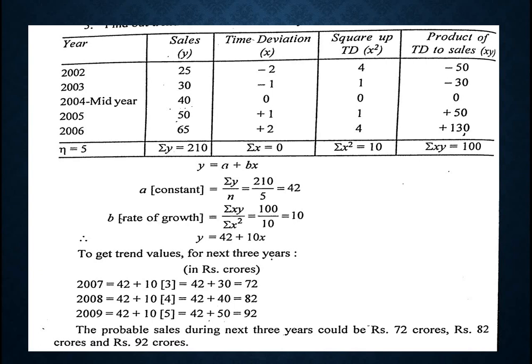So the probable sales during the next 3 years will be 72, 82 and 92 respectively. Means in 2007 the sales will be 72, in 2008 the sales will be 82, and in the year 2009 the sales will be 92. They have asked only for trend projection for the next 3 years, so we have already calculated for the next 3 years, that is for 2007, 2008 and 2009. This is how we have to solve those problems.